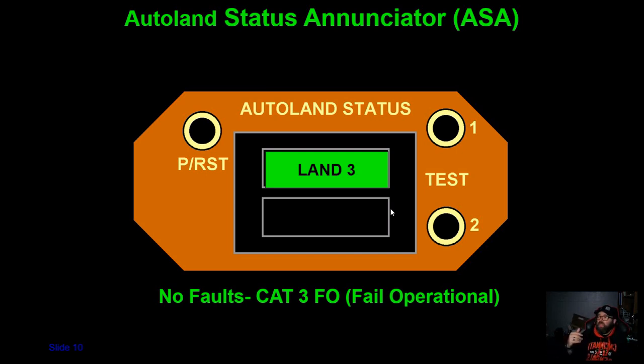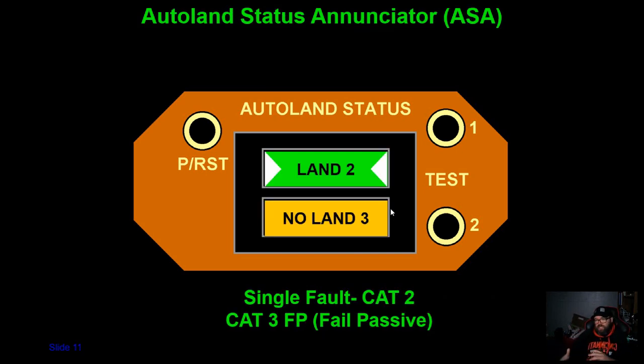So Cat 3 FO, Land 3 only, and fully operational, meaning I can go to the lowest possible limit. Now, if I get to 1,500 feet and it clicks into Land 2, no Land 3, now I can still do a Category 2 approach. Because remember, this airplane doesn't tell me that I'm Cat 2 only.